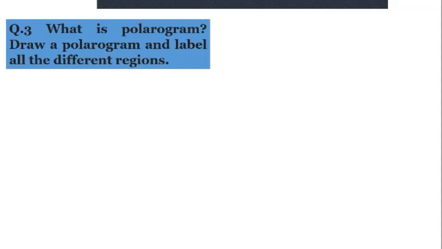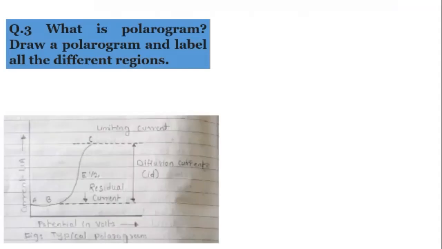In the last lecture, we talked about the principle of polarography. Then we saw the construction and working, and the advantages and limitations of the dropping mercury electrode. The next part of this unit is what is a polarogram. This question may come in the subjective type: draw the polarogram and label all the different regions. This diagram is plotted in your notes.